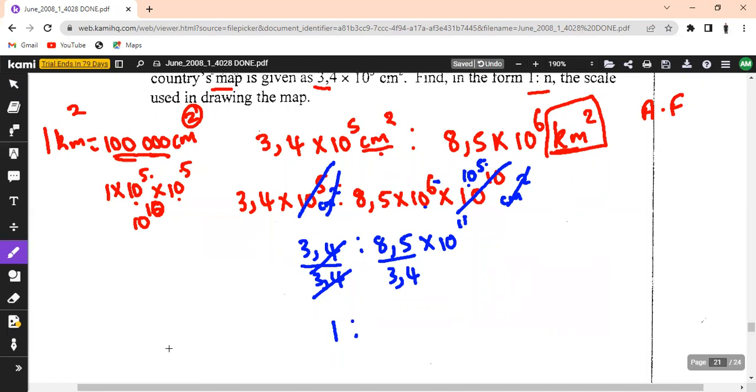And if we divide properly, 8, 5 divided by 3, 4, this is actually like how many times? 2, 5. So this is going to give us 2, 5 times 10 to the power of 11. Remember, guys, we are still under area factor, and what we need now is to find the scale factor, which is the ratio of 1:n. So this is for area, this one.